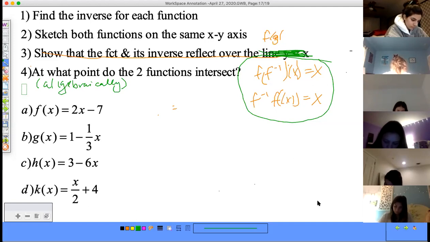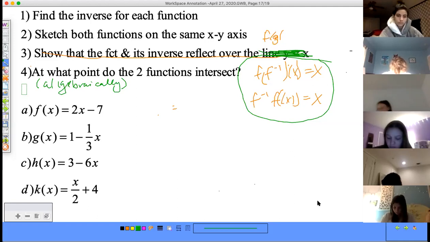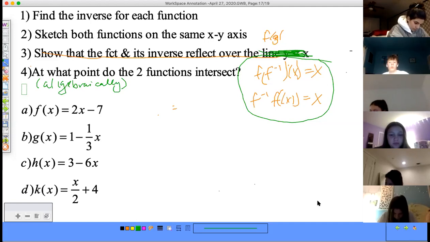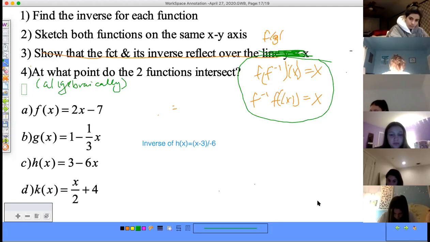Is anybody done with A yet? Does anybody have an inverse for A? I have number 1 done for A. Okay, good. Let's put it up. Who has B? Who has the inverse for letter B? These are all linear functions, gang, so I think that we should all at least have the inverse for each one of these because we're a little tough on time.